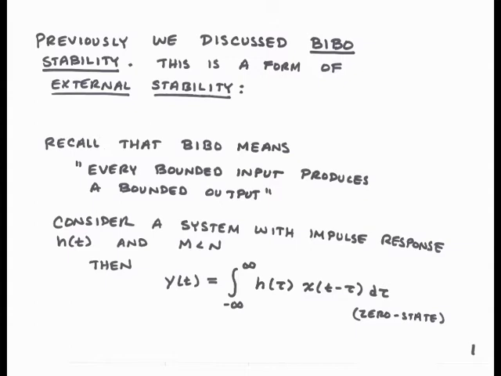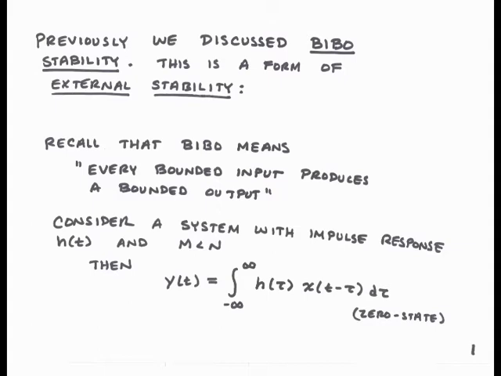We can rather easily come up with a simple mathematical condition for bounded input, bounded output stability. The starting point for this is to look at the zero state response of a system. We'll develop this result here. So start by considering a system with an impulse response h of t, and also suppose that this h of t has no impulse in it, that is, m is less than n. The order of p of D is less than the order of q of D.